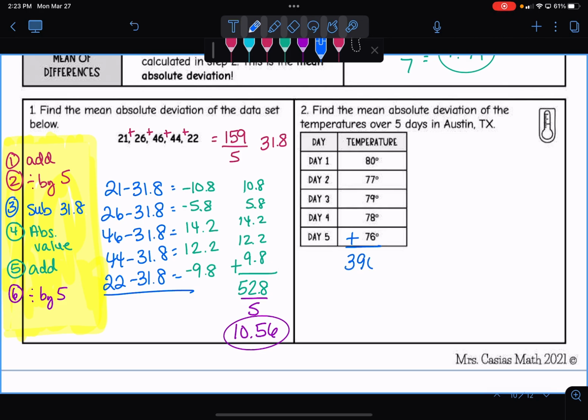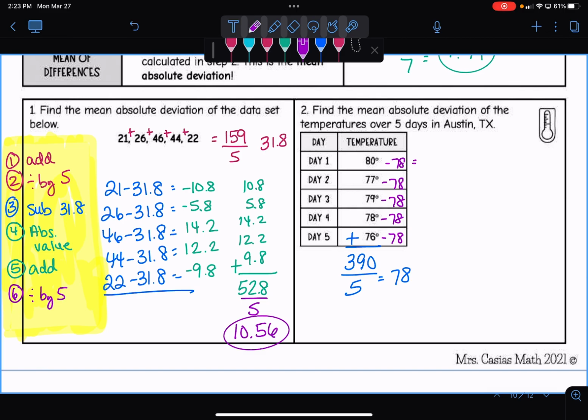Okay, after you add, we want to divide. We want to divide by 5 because there are 5 days. The average is 78. What's the next step? Subtract. If you want to take out the step and not write the negatives, that's fine. Like if you just want to go ahead and write the absolute value first, that's fine.